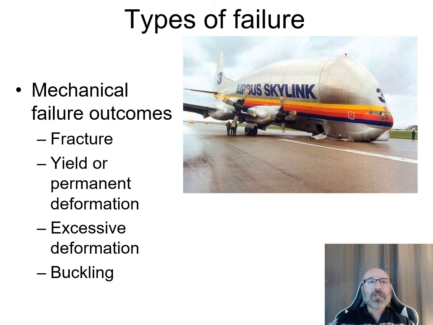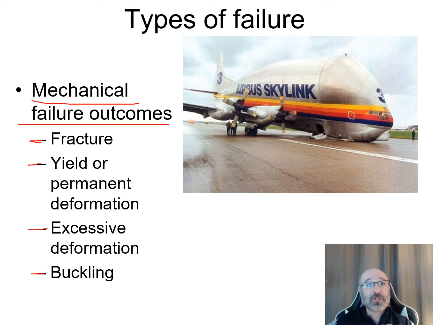First, let's define what mechanical failure outcomes are. Some of these could include fracture, yield or permanent deformation, excessive deformation, or buckling. These are all types of mechanical failure outcomes. If we think about a simple case, a tensile test where we have a dog bone specimen that we're pulling in tension, these are all the mechanical failure outcomes of that part.